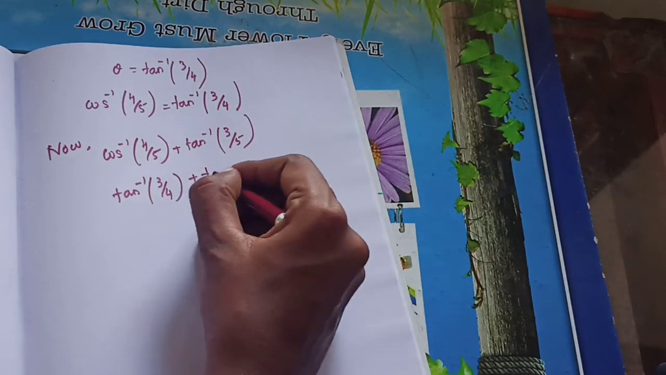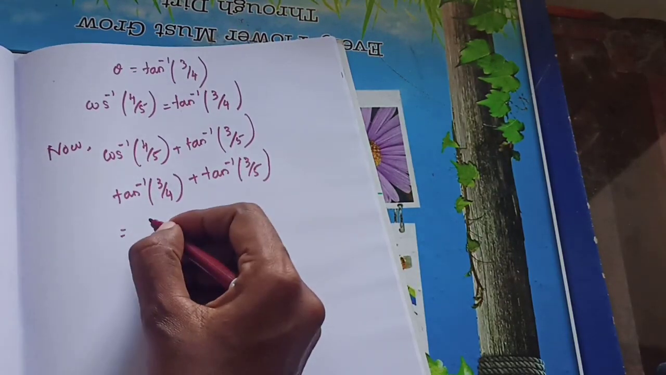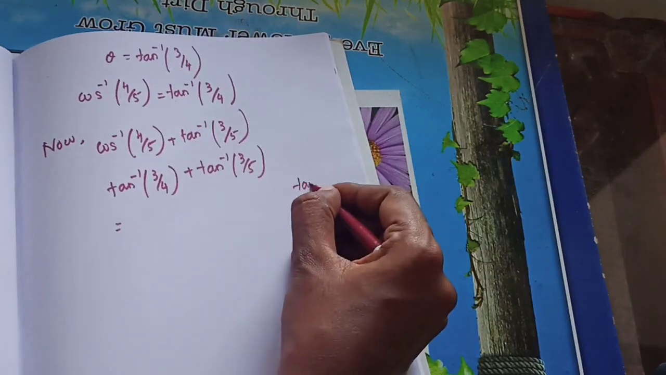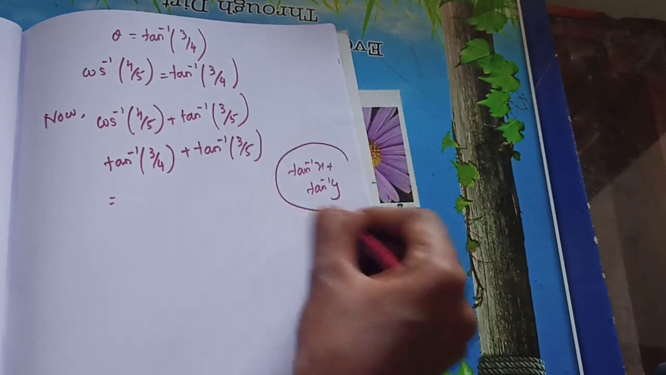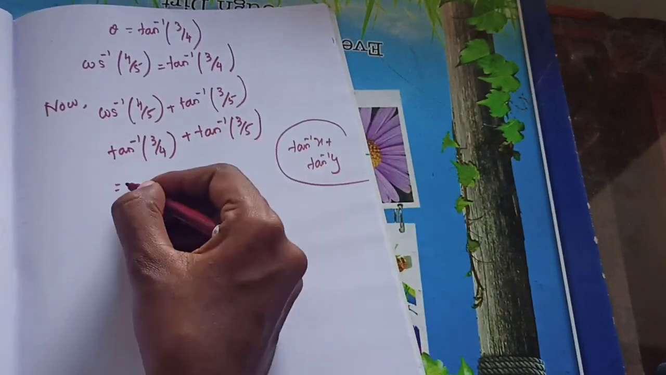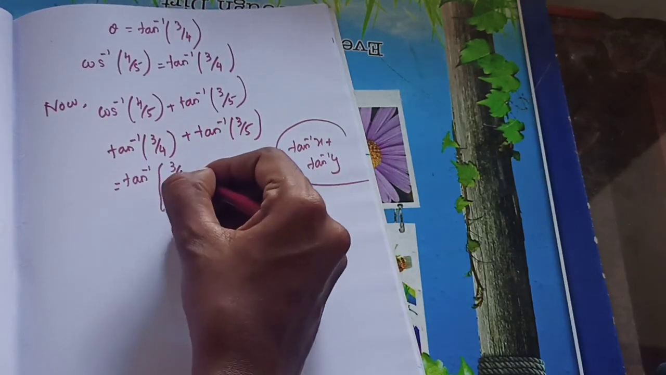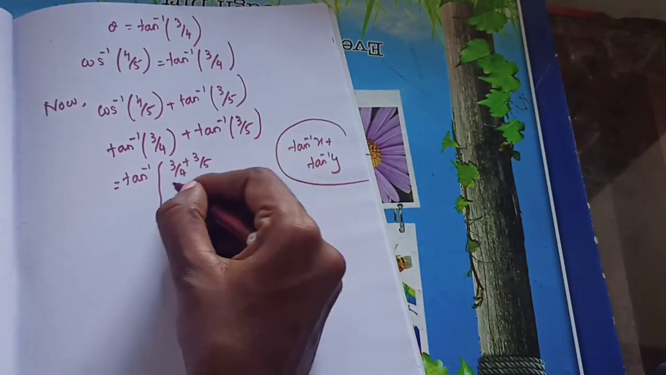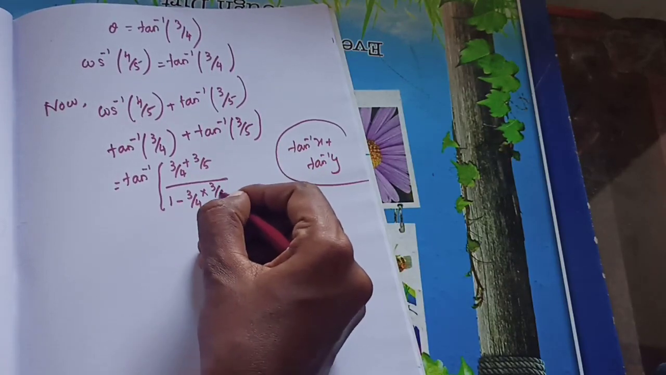This one as it is plus tan inverse of 3 by 5. Got it? That's equal to, again we are going to use the tan inverse of x plus tan inverse of y formula. Now only in the first part I have said the formula, so I am not going to repeat. I am going to write it the same. Tan inverse of x plus y. So 3 by 4 plus 3 by 5 divided by 1 minus 3 by 4 into 3 by 5.